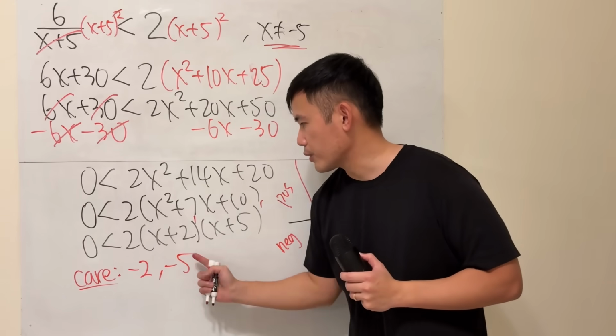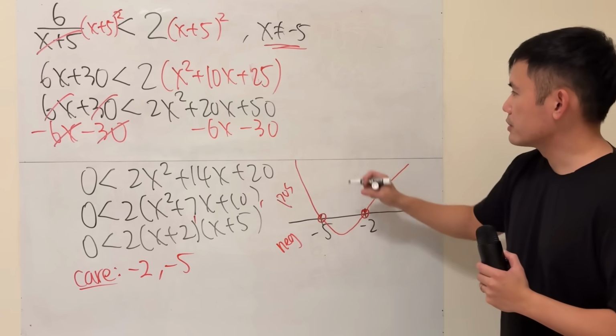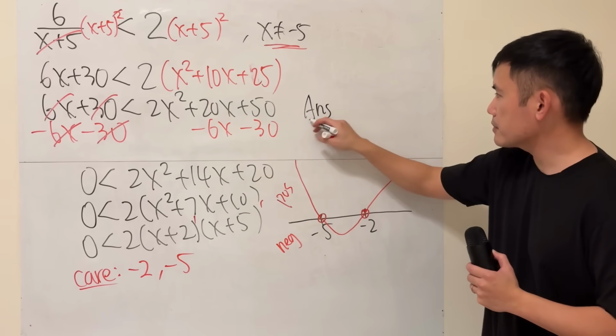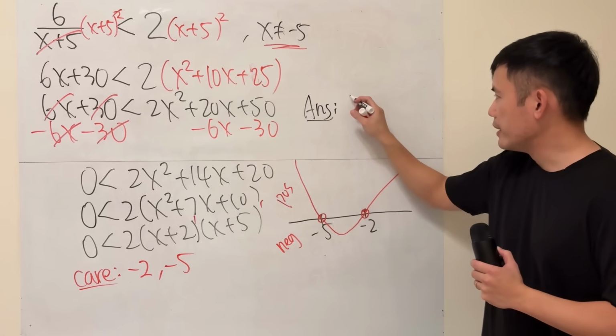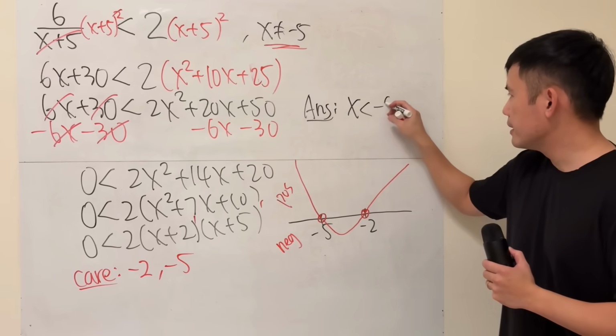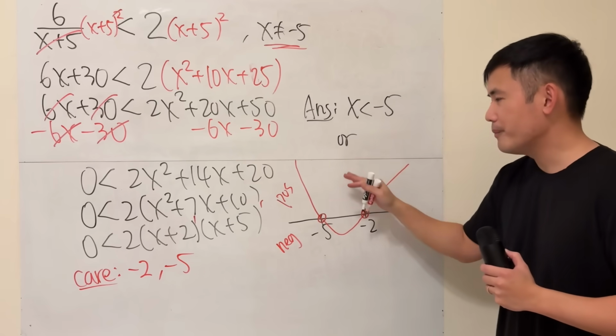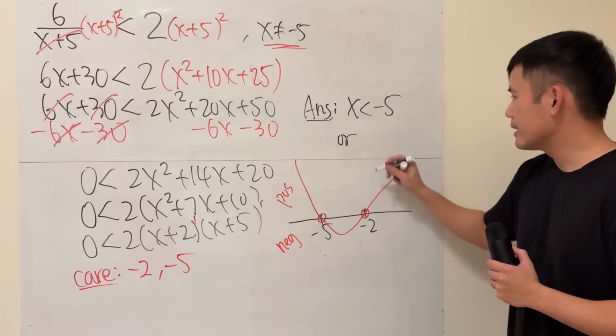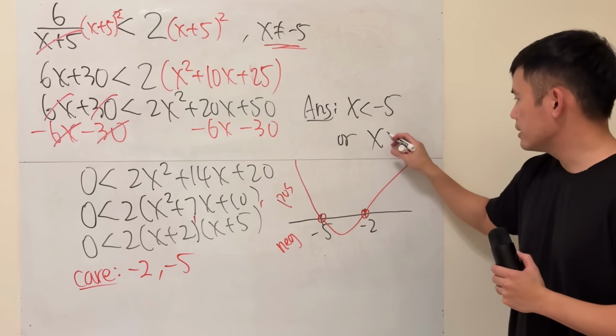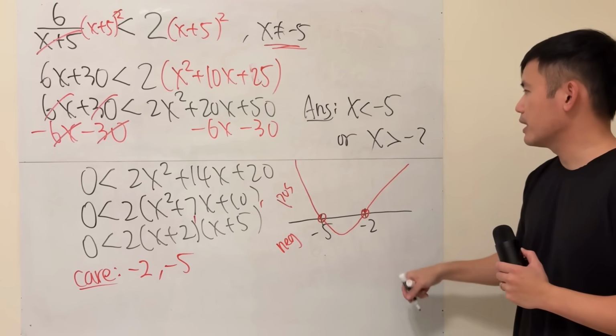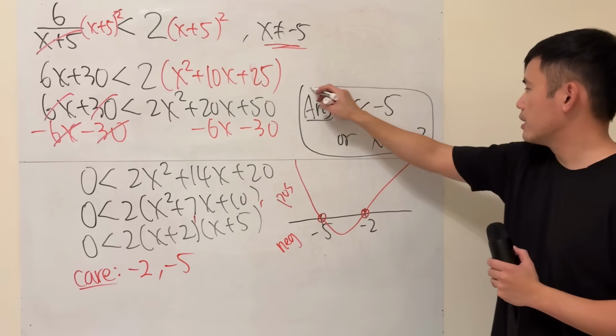Look at it from right to left. So I'm going to put down the answers. This part is when x is less than negative 5. And, well, just technically say or, right? Or the other part is x is greater than negative 2. So this right here is the answer.